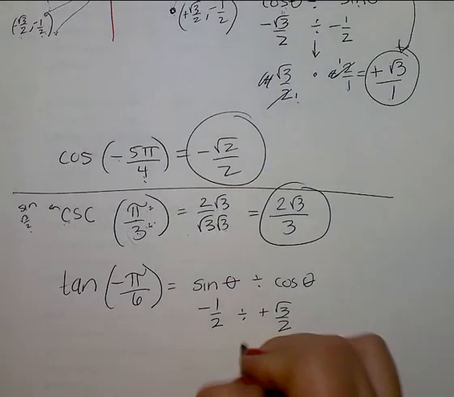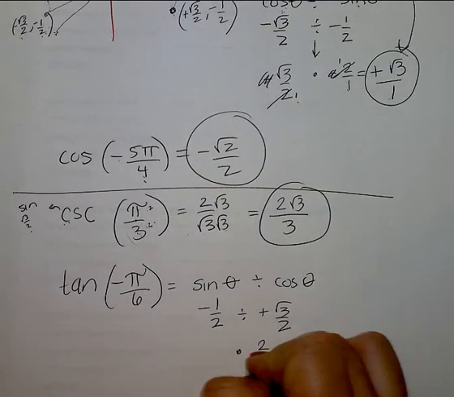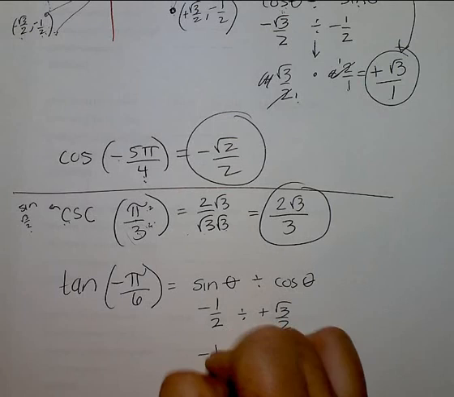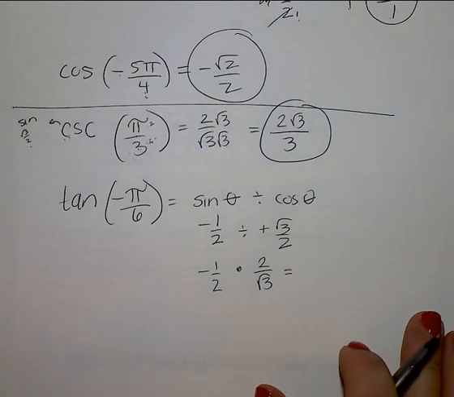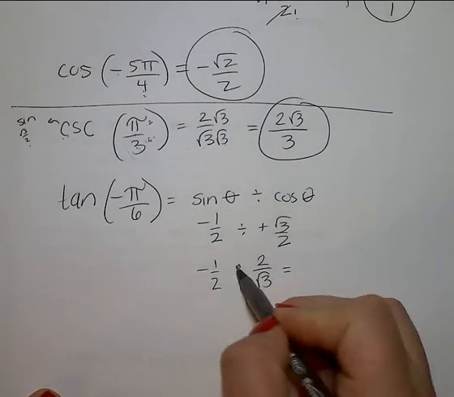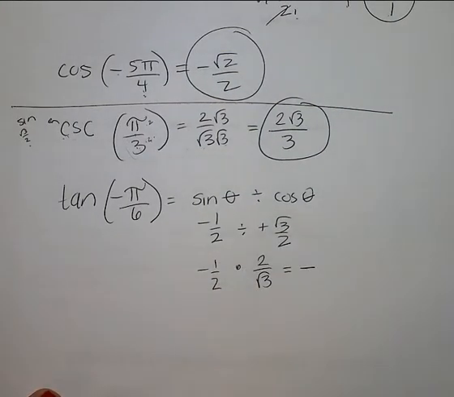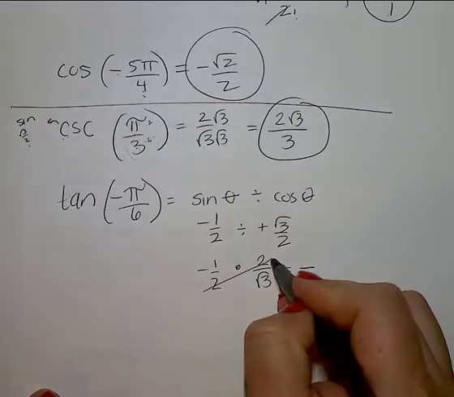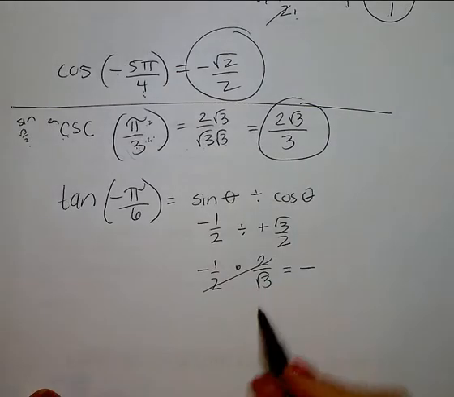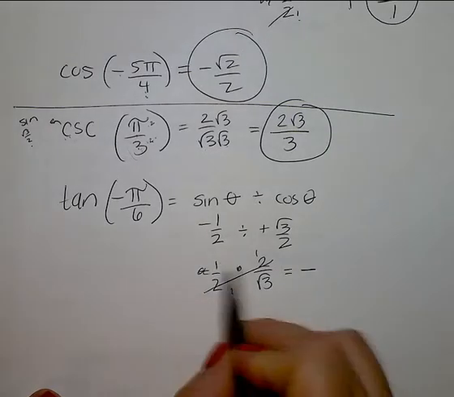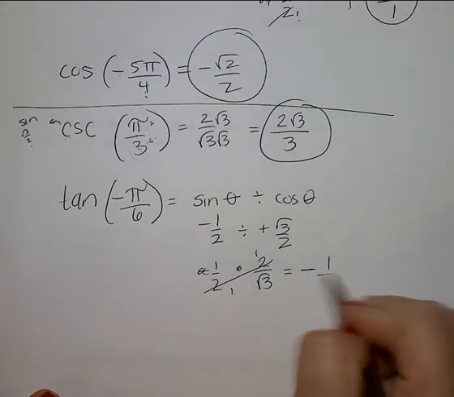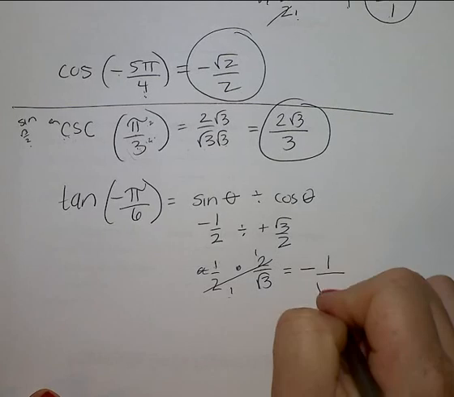Division turns into multiplication. I take the reciprocal of the second fraction. Just to ensure I don't make any mistakes, a negative times a positive is always negative. The 2's cancel. Remember, when they cancel, they really turn into 1's. And I don't need to worry about these negatives now. So 1 times 1 is 1, and 1 times radical 3 is radical 3.